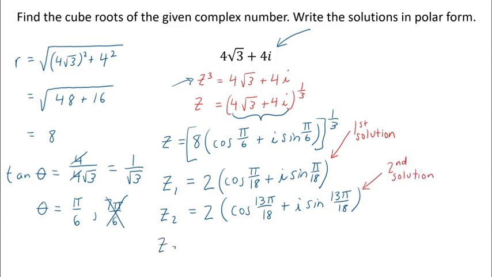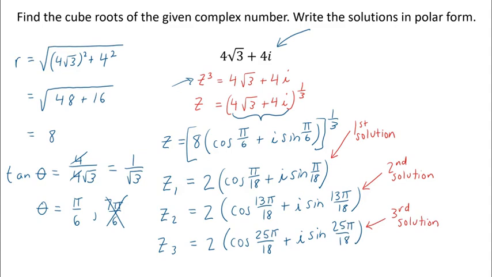And then to get our third and final solution, again, we'll add 12 pi over 18 to 13 pi over 18 this time to get 25 pi over 18. So our third solution is 2 times cosine 25 pi over 18 plus i sine of 25 pi over 18.